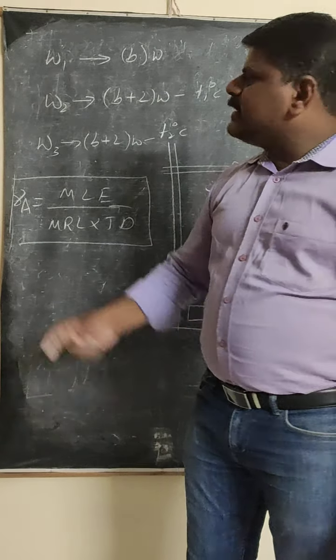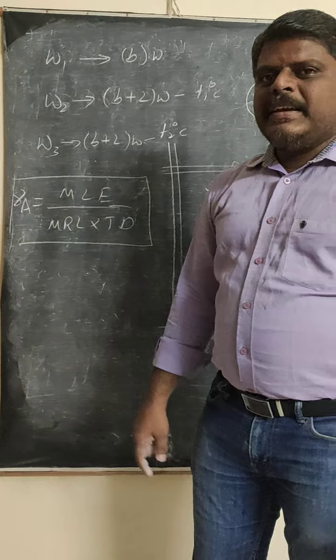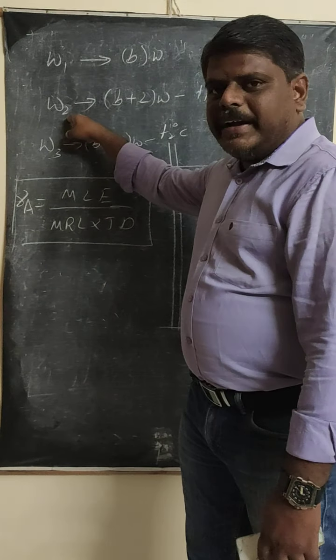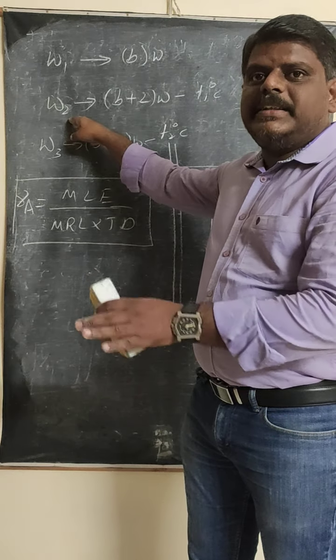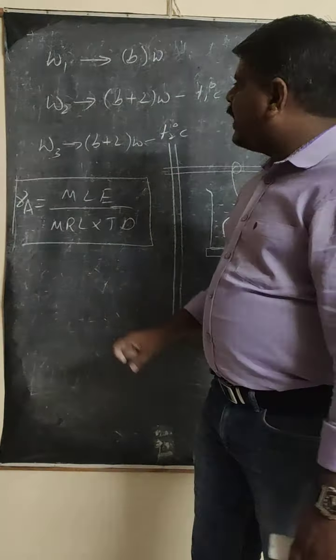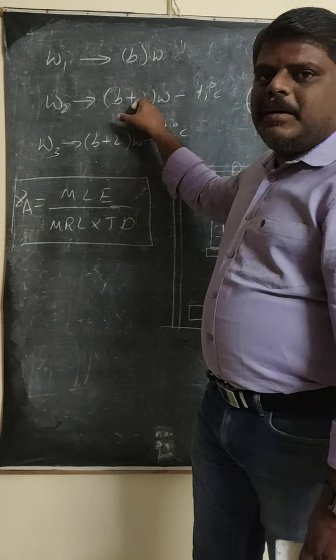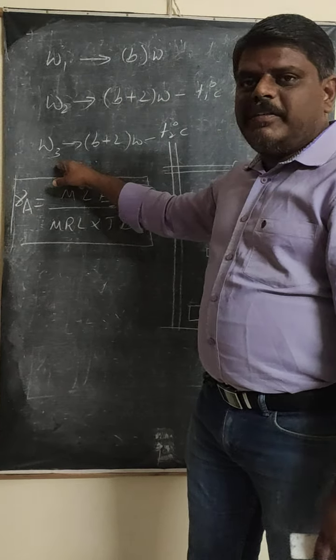How many weights are there? Three weights are there: W1, W2, W3. Can you tell me which one is more weight? Obviously, W2 is more weight because at W2 you didn't heat the specific gravity bottle. So what happened? Complete liquid is there inside the bottle. That's why W2 will be maximum. Next, W3 will be minimum.